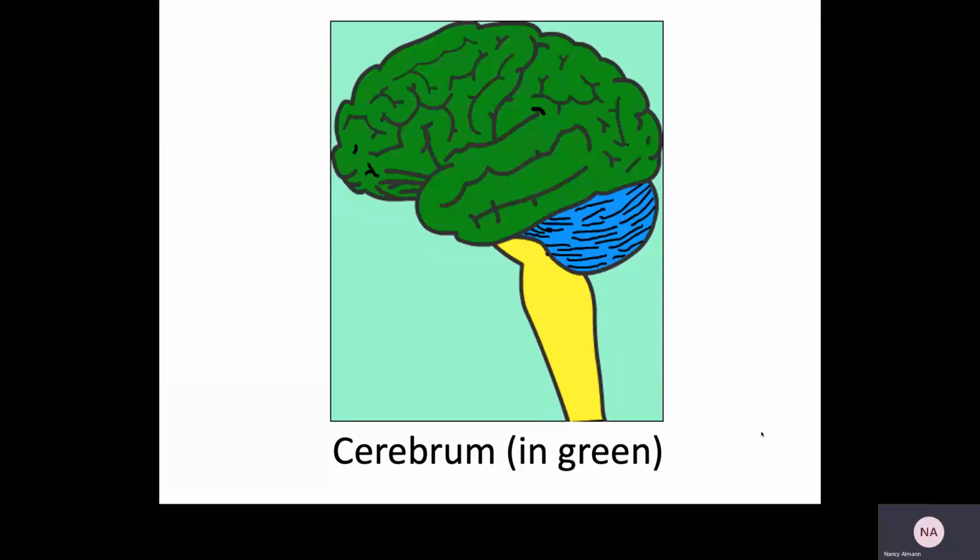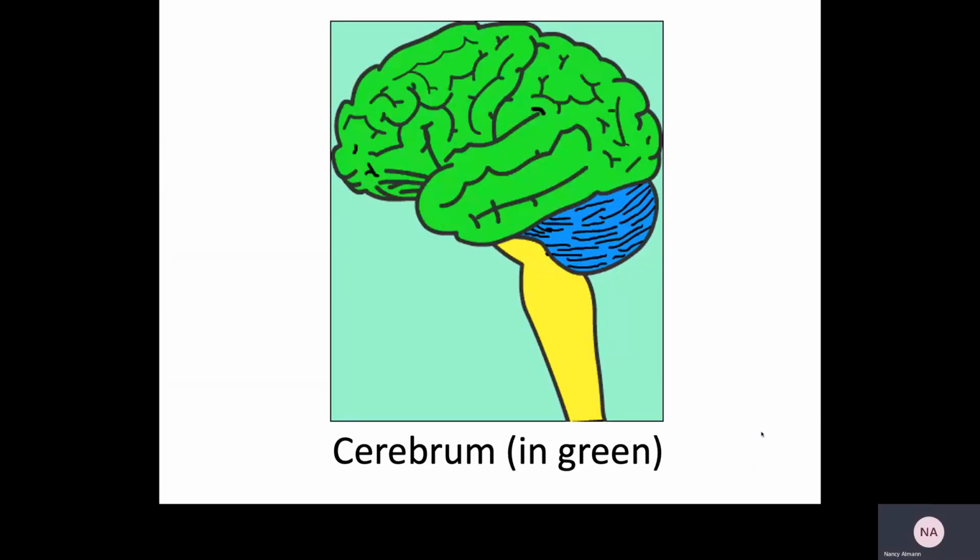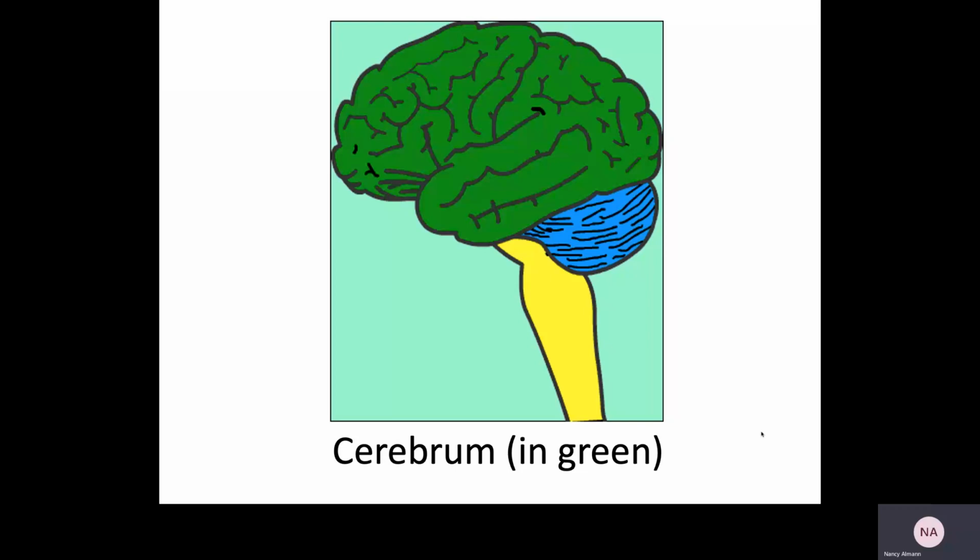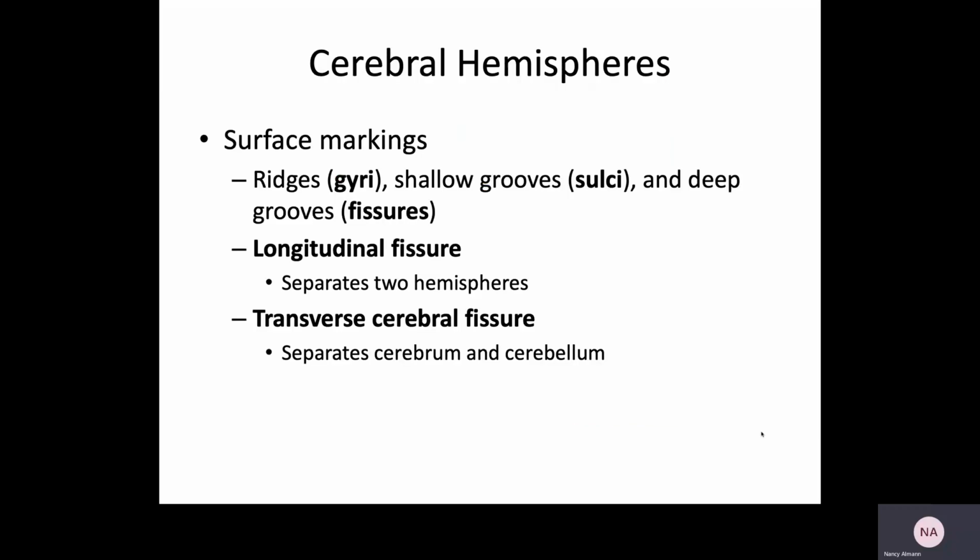Let's talk about the cerebrum, which is flashing at you in green on the screen. It will be divided into two hemispheres. The brain as a whole will have a number of surface markings.